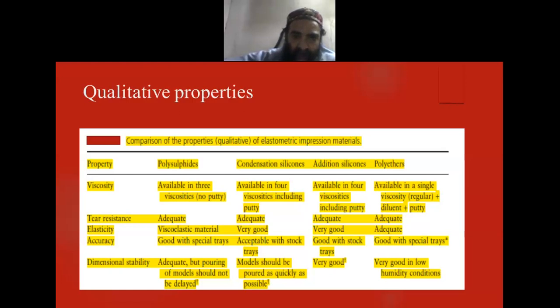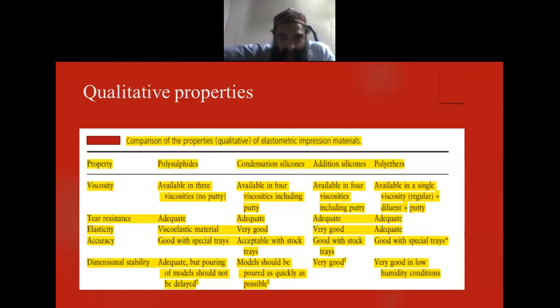Elasticity for polysulfides, it is viscoelastic material. Condensation and addition silicone, it is very good. And for polyether, it is adequate. Accuracy: good with special tray for polysulfide, acceptable with stock tray for condensation silicone, good with stock trays for addition silicones, and good with special trays for polyethers.